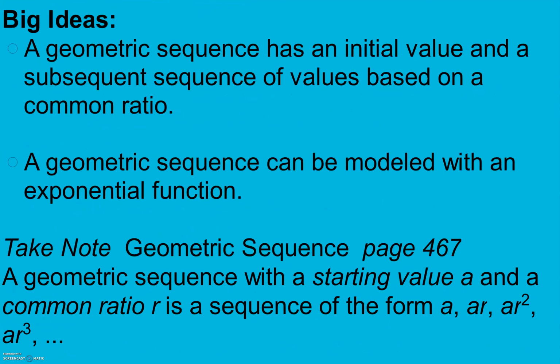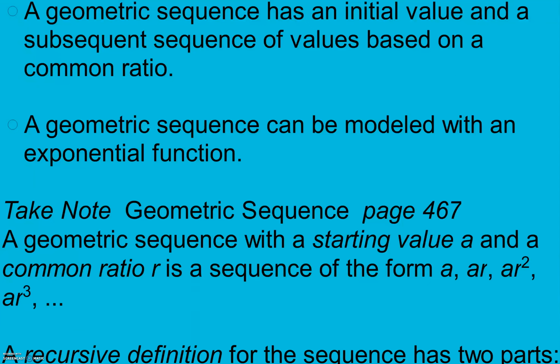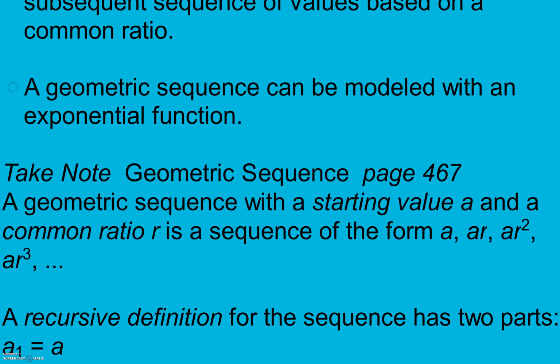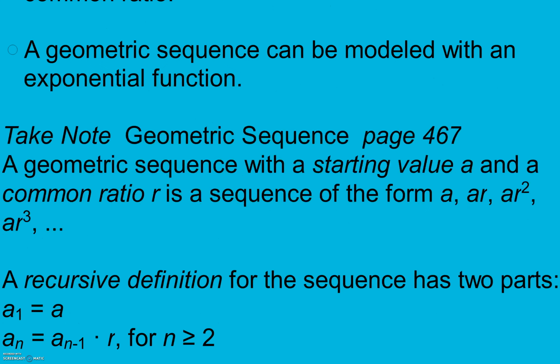The Take Note on page 467: a geometric sequence with a starting value a and a common ratio r is a sequence of the form a, and then we multiply by the common ratio and get ar, and then we multiply by our common ratio and get ar squared, and we multiply again to get ar cubed, and so forth. A recursive definition for the sequence has two parts.